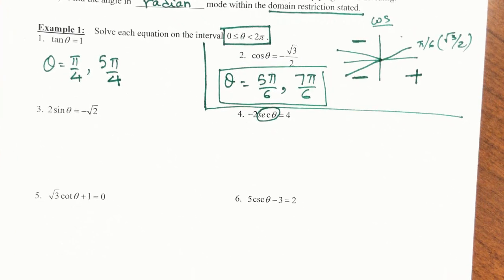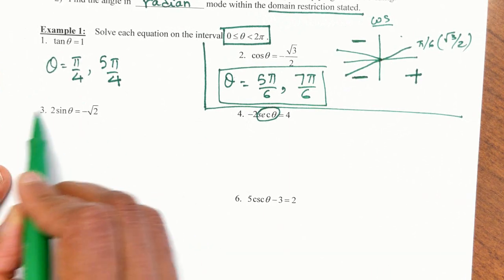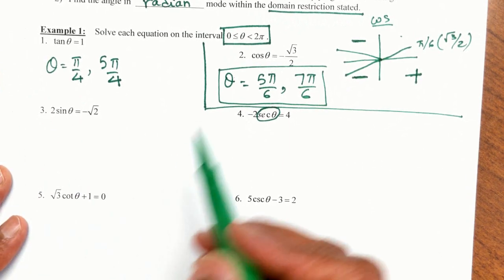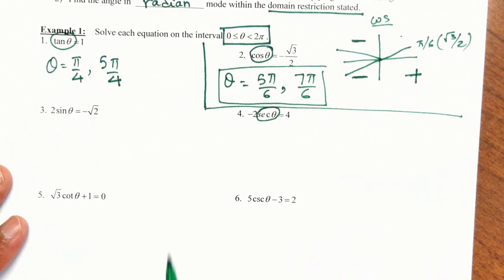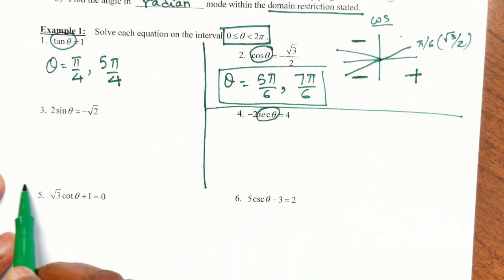Everybody okay? Alright, in case of 1 and 2, there was no isolation required because cosine theta was by itself, tan theta was by itself. That is not going to be true in question number 3 and question number 4.